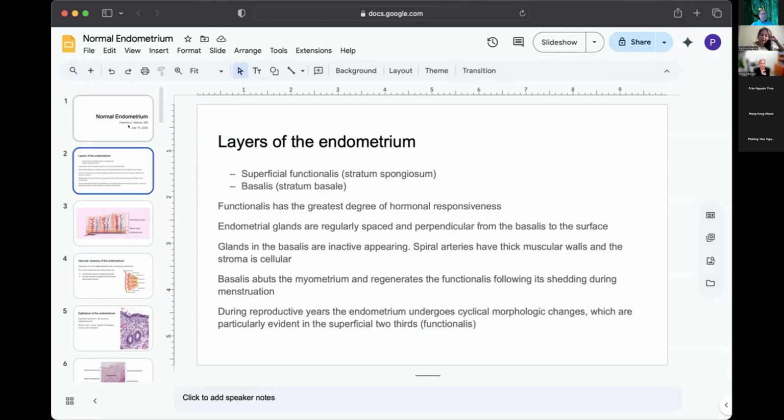So, for normal endometrium, think of it in two overarching layers. There's the superficial functionalis, also called the stratum spongiosum.